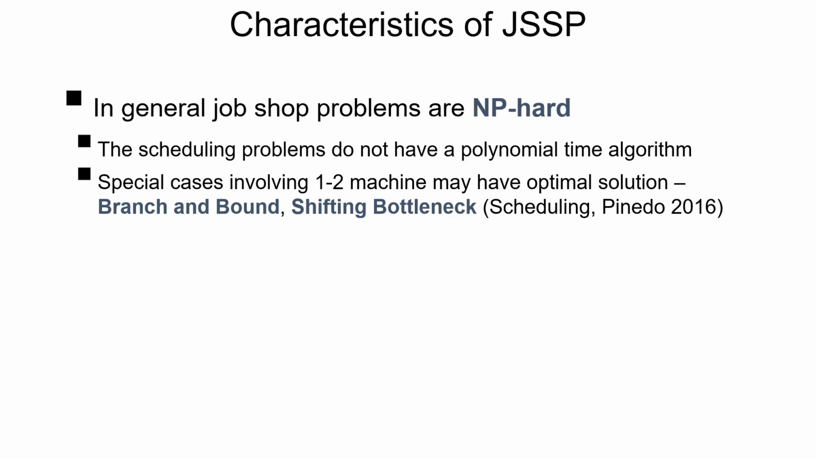Characteristics of job shop scheduling problem. Generally, job shop scheduling problems are NP hard. That means the scheduling problems do not have a polynomial time algorithm, and only special cases that involve only one or two machines may have optimal solutions. For example, branch and bound, shifting bottleneck, etc.